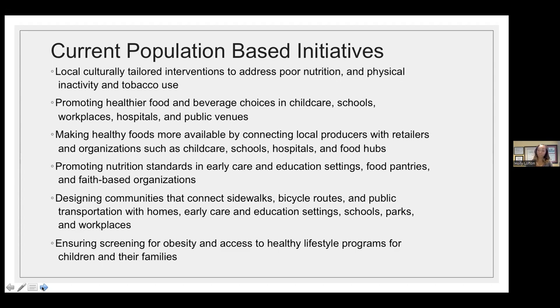Promoting nutrition standards in early care, health settings, education settings, food pantries, churches, designing communities with bicycle lanes. We see a lot of that in New York. More sidewalks to promote people walking, parks, etc. Access to community-based education centers, and also screening for obesity.